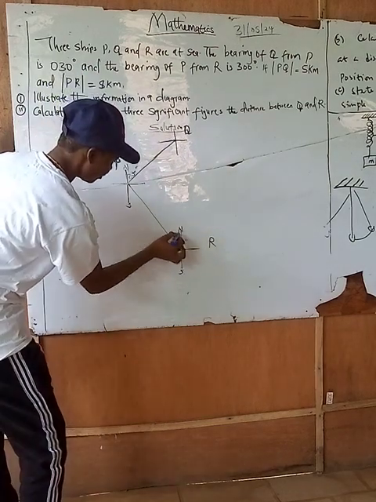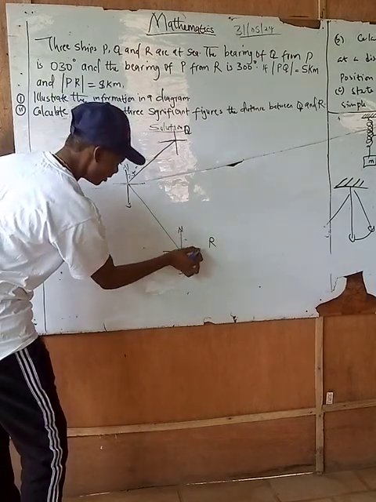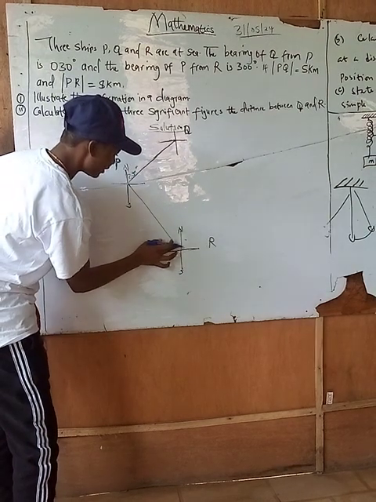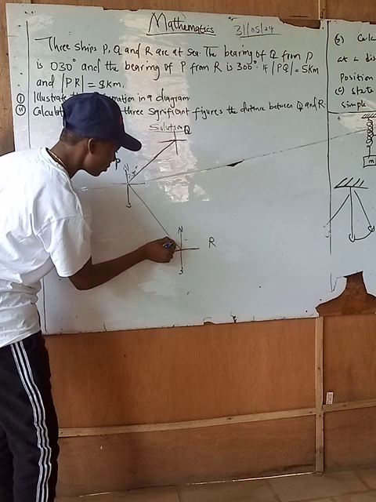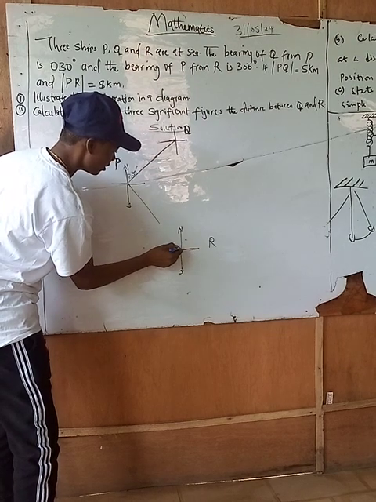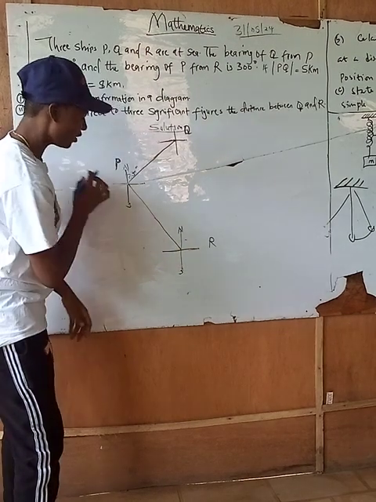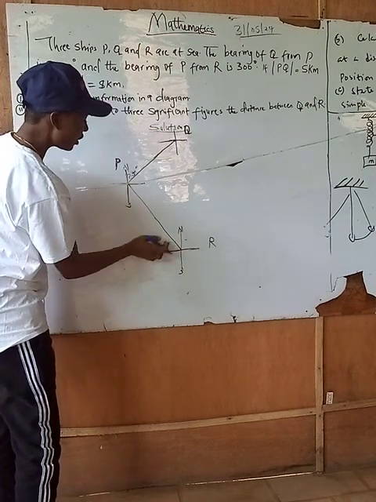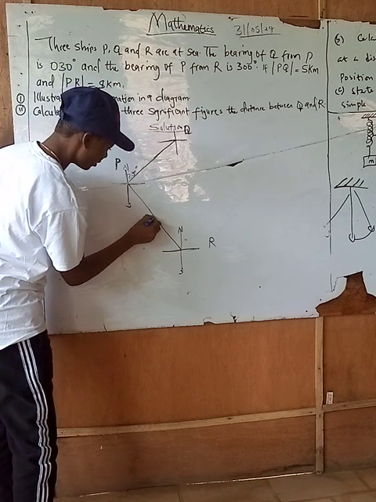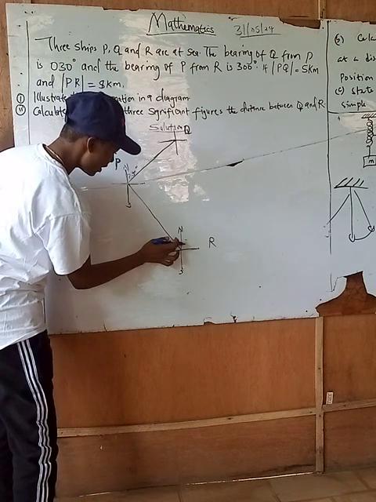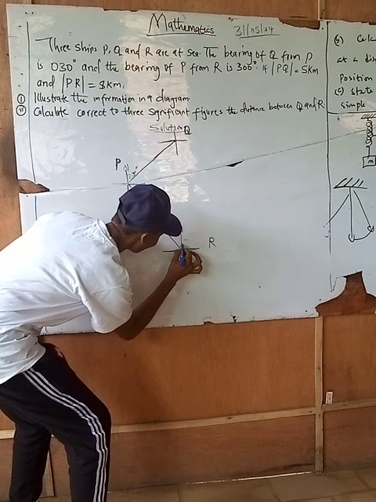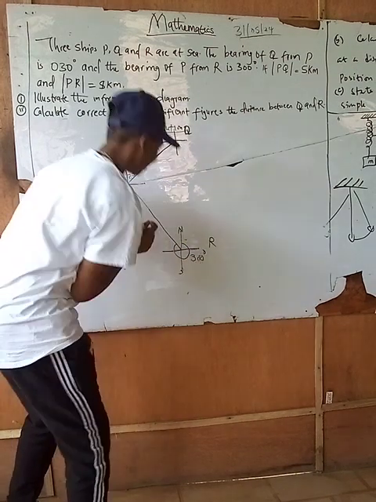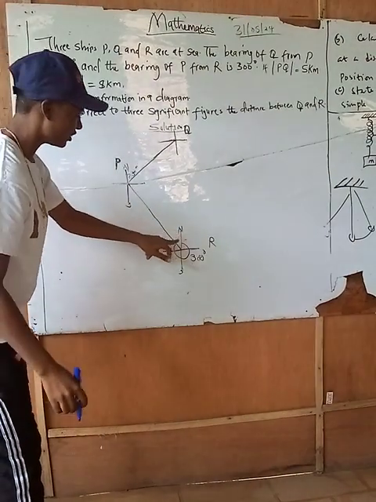Now from here to here is 90, from 90 to here is 180, from 180 to here is 270. Now it means our 300 is somewhere here. Let's say from this point to this place is our 300 degrees. So now this is the remaining 60 degrees that's left.